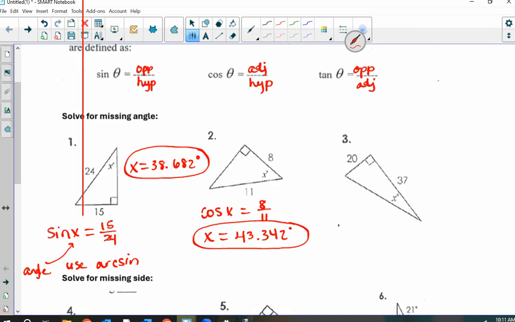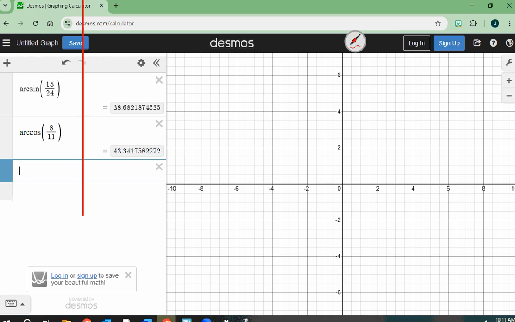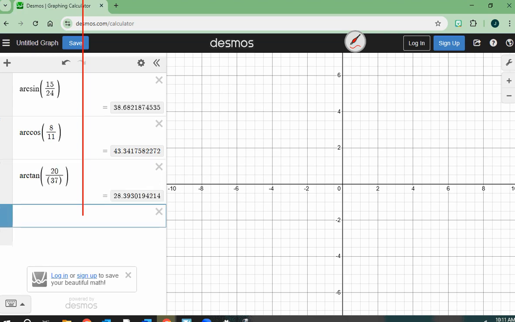All right, guys, did you do 3? What are we setting up on 3? Yep. So on your Desmos, we're going to do arctan. Did you get 28.393? Okay, we are on a roll.